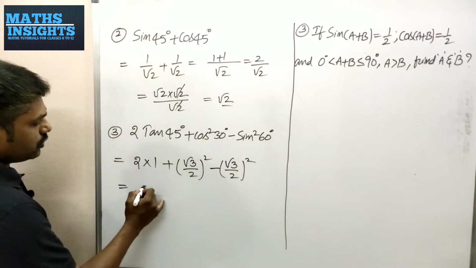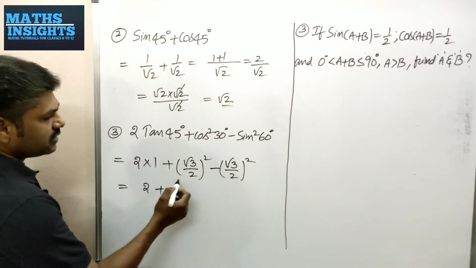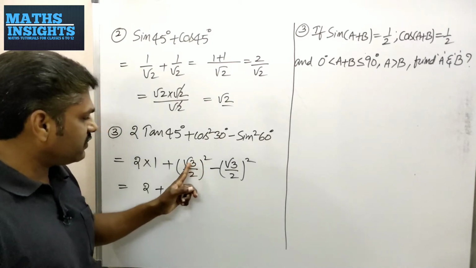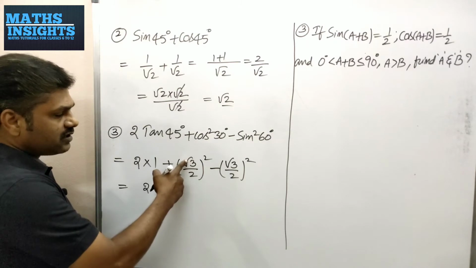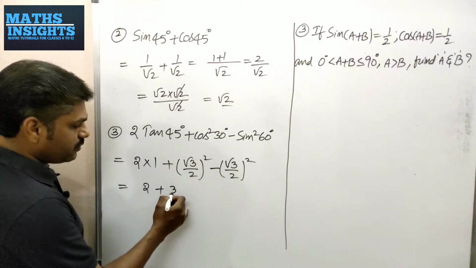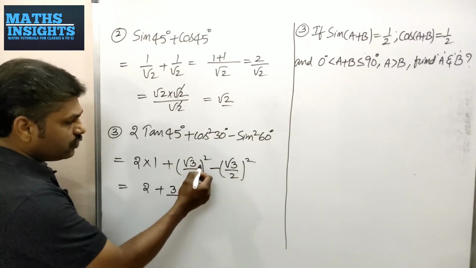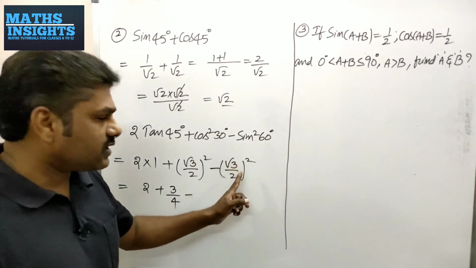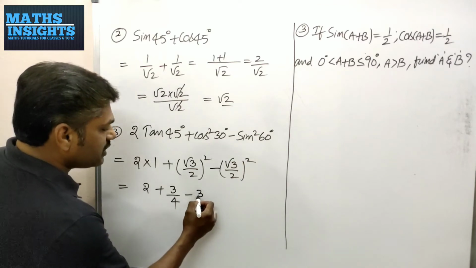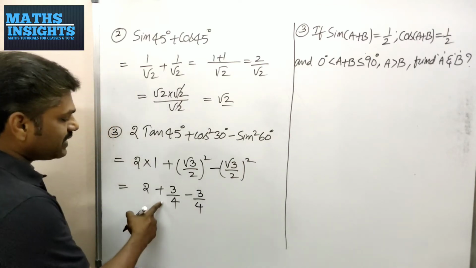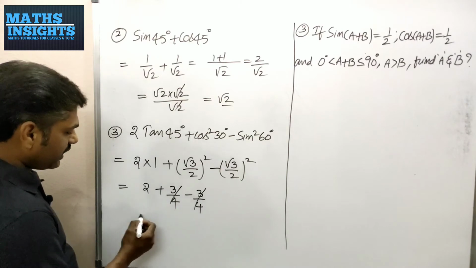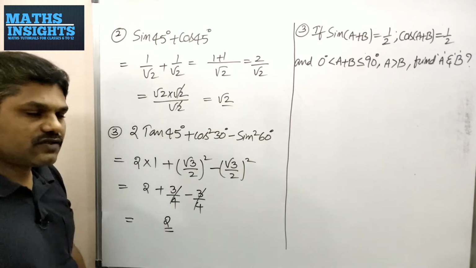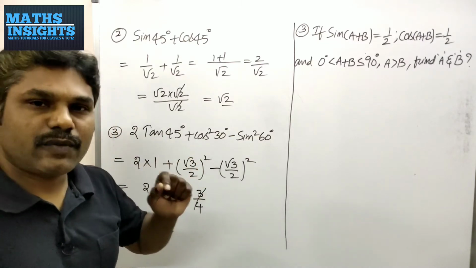That is equal to 2 into 1, that is 2, plus, if you apply this square to both numerator and denominator, this will become 3 only. Why? Because square root and square cancel. 3 by, if you apply the square, 2 square is 4, minus, if you do the same thing here, 3 by 4. See, plus 3 by 4 minus 3 by 4, you may cancel both of them and you will have 2 as your answer for this trigonometric expression.